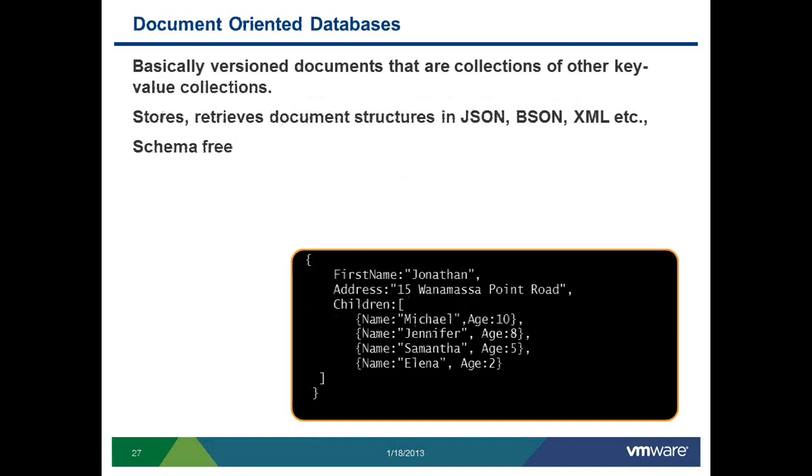So the next one is the document-oriented databases. Basically the documents are versioned documents. They will be stored against a key, and we can also retrieve and store these documents in multiple formats like JSON, BSON, or XML documents. Sometimes NoSQL databases classify the XML formats separately, as XML NoSQL stores. But most of the NoSQL stores will support JSON. And this is also schema free.